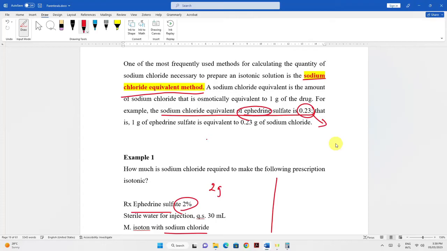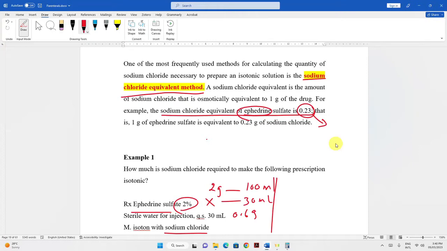2% means 2 gram in 100 ml, but you know that we need only 30 ml, so x, cross multiplication, 30 into 2, 60 by 100, so you will need 0.6 gram.